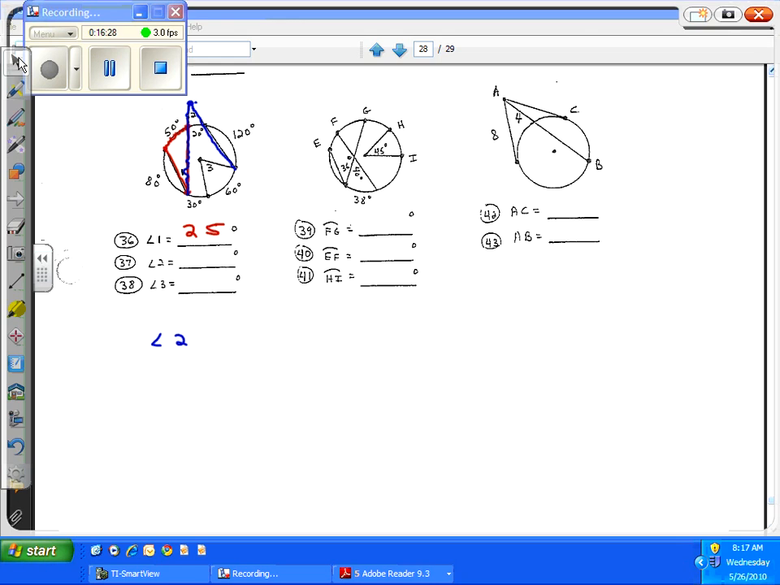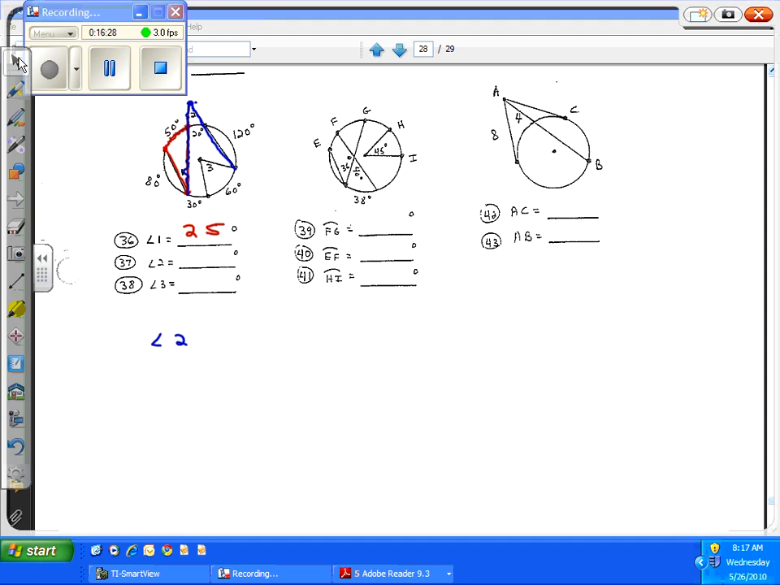So it says angle 1. We say, well, where's its vertex? On the circle. If the vertex is on the circle, then it's 1/2 of the arc that it hits. So angle 1 is half of 50, which is 25 degrees. Okay?